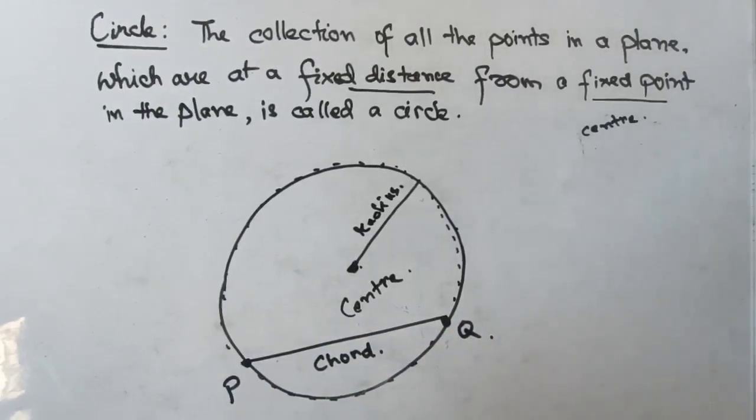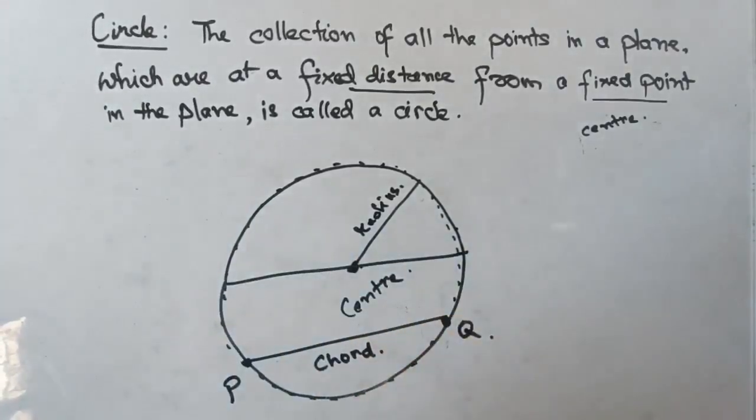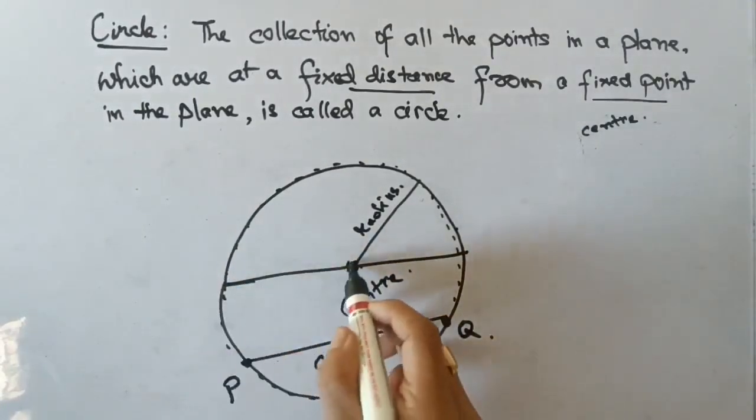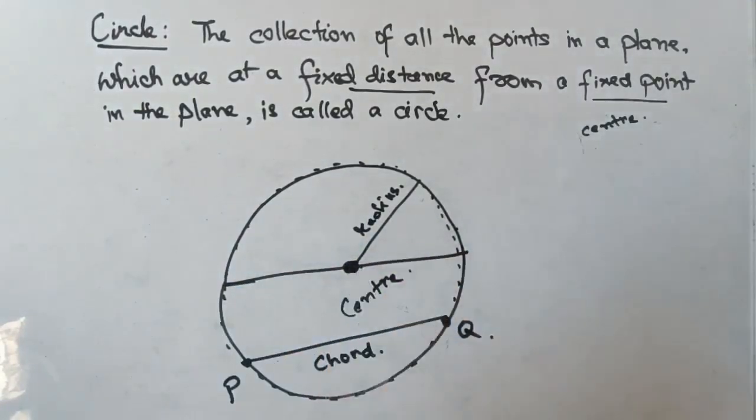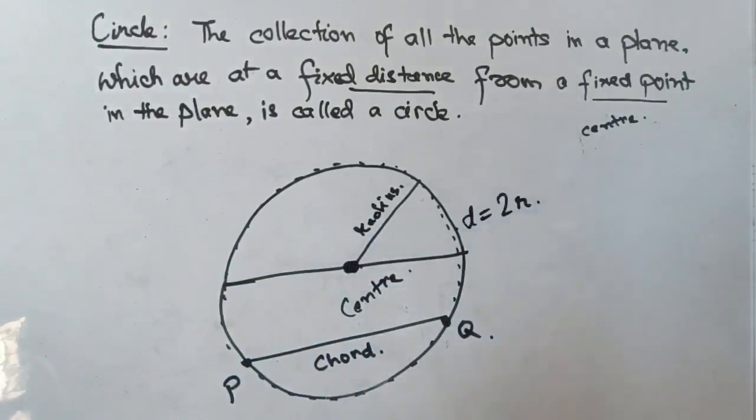The diameter of a circle is the chord passing through the center of the circle, and we all know that the diameter is twice the radius of the circle.